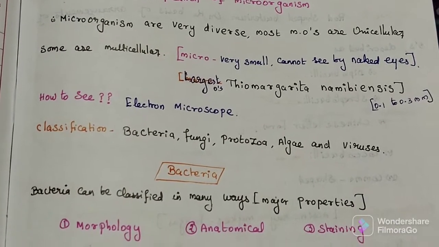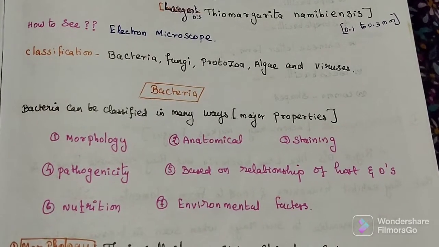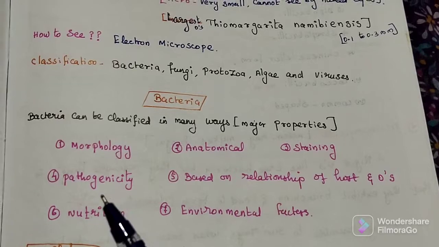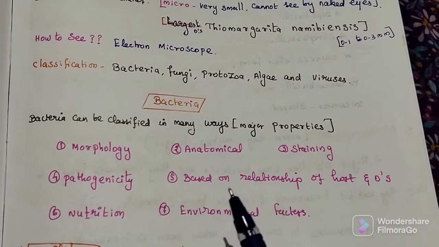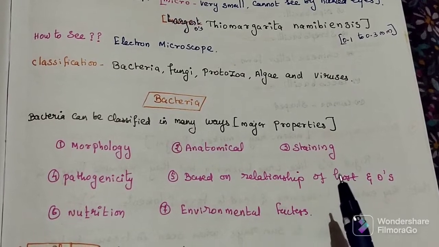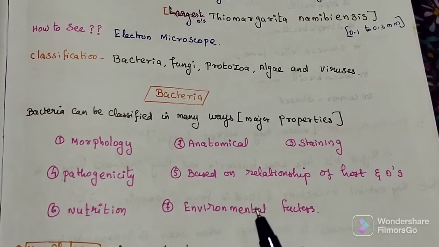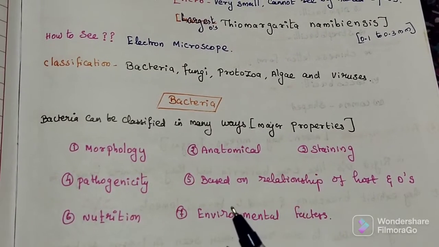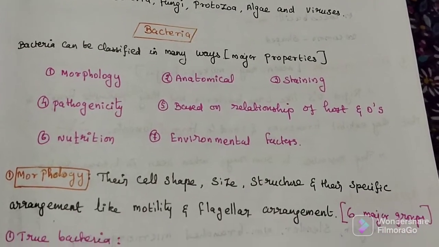Bacteria are classified based on their major properties like morphology, anatomical features, staining technique, disease causing ability (pathogenicity), the relationship of host and organism, nutritional requirement and environmental factors. These are the ways we classify bacteria. First one is morphology.